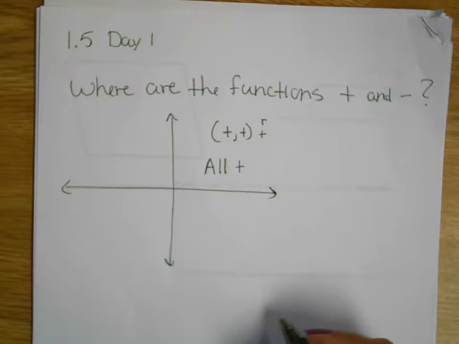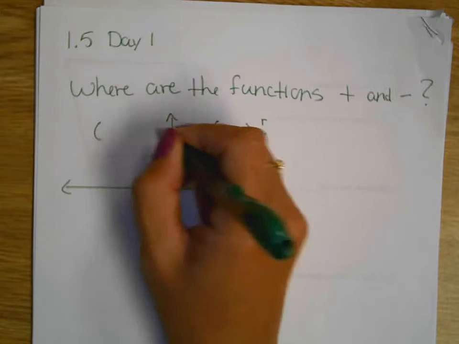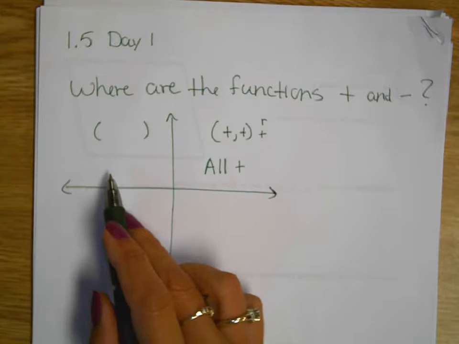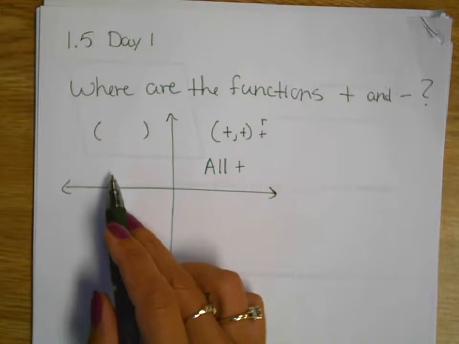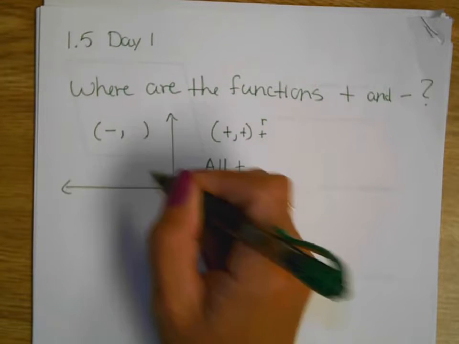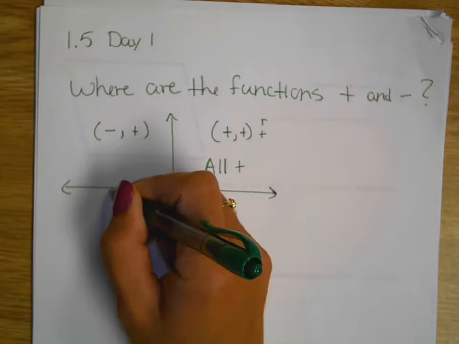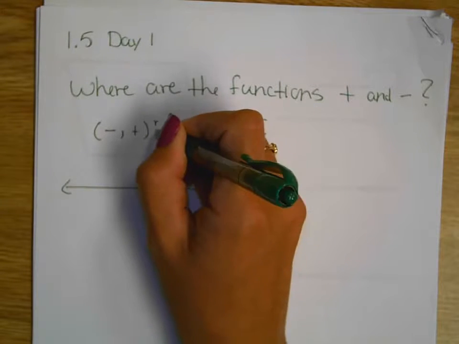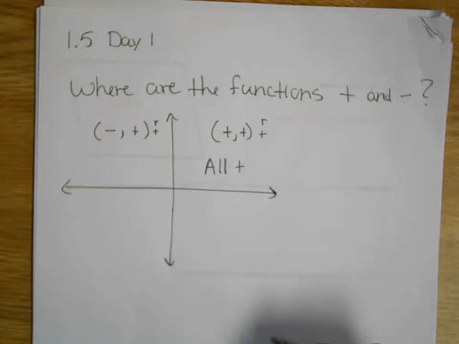Now we'll go over to quadrant 2. What are the ordered pairs in quadrant 2? What are all the x values in quadrant 2, Adam? Negative. And then all of the y values are positive. Because you're going left for the negative, up for the positive, and then the R is always positive.